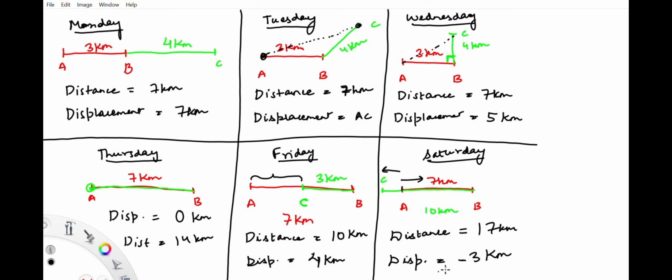So looking at all these cases, we can draw one conclusion, that if an object is moving in a straight line, then distance and displacement are always equal. Looking at the cases of Monday, Tuesday and Wednesday, we can also come to a conclusion that distance is independent of direction. Displacement, on the other hand, apart from being positive, can also be 0 and can also have a negative value.